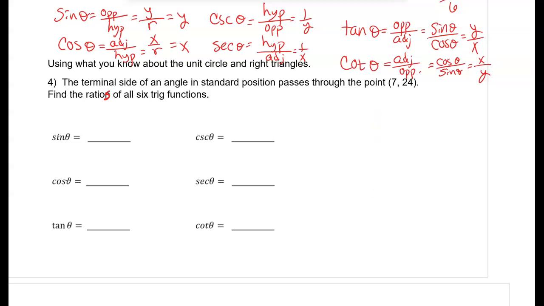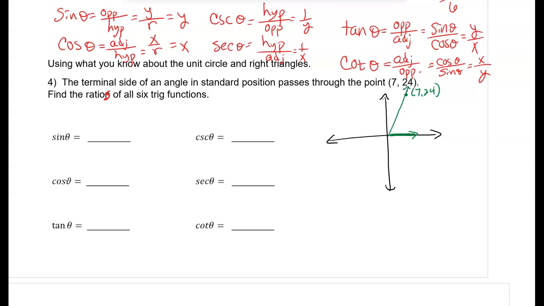I'm going to redraw it here. Here is going to be my axis, my y and my x axes. It says the terminal side of an angle in standard position. So standard position, I start right here, and it goes to the point (7, 24). Drawing to scale does not matter on this. But it goes through there.